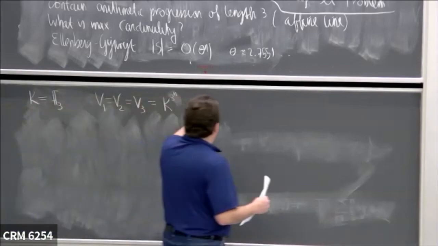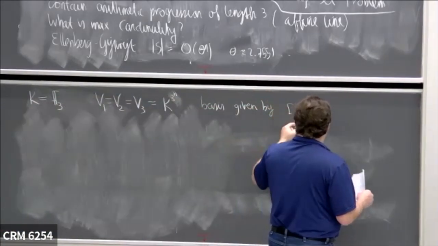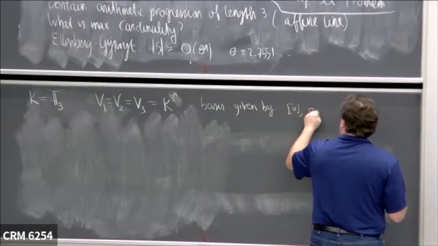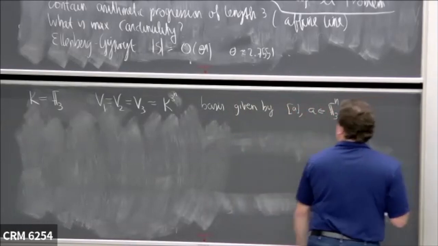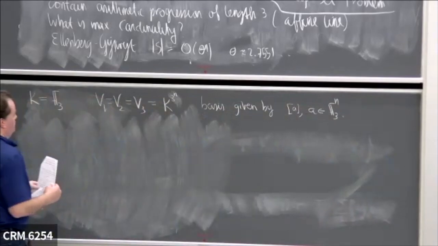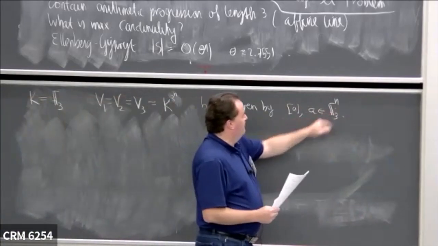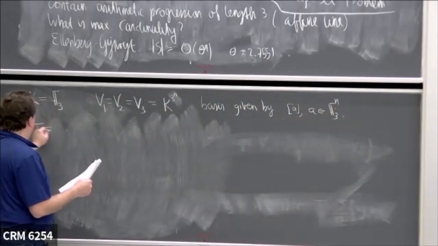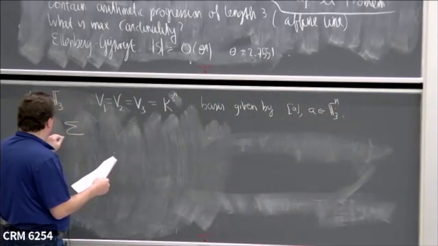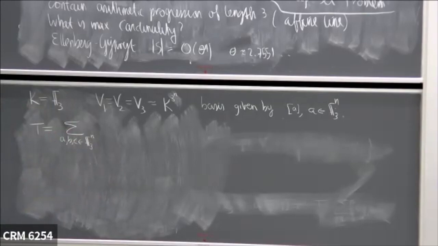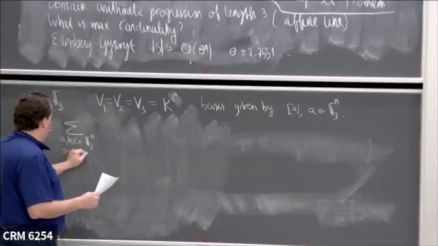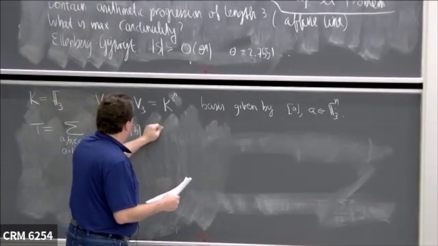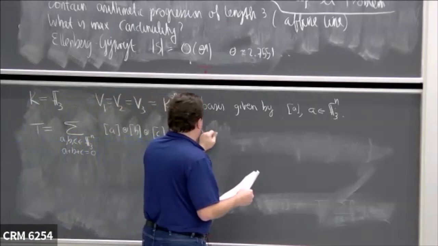The basis is given by, well, we're going to label the basis of 3 to the power n elements by the elements in this vector space. It's a little bit confusing because the elements of the basis are labeled by F3 to the power n, and the coefficients are in F3, but okay. And then you define the following tensor. You look at all vectors A, B, C, such that A plus B plus C is 0, of A tensor B tensor C. And that lies in V1 tensor V2 tensor V3.